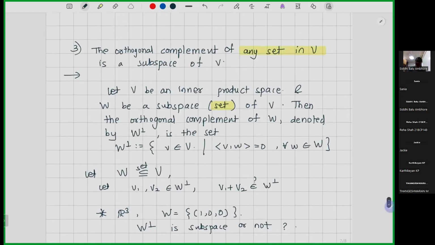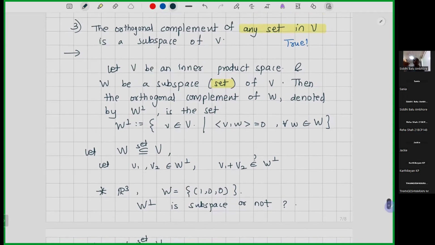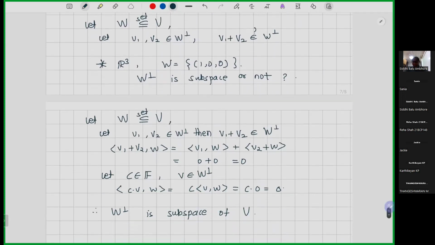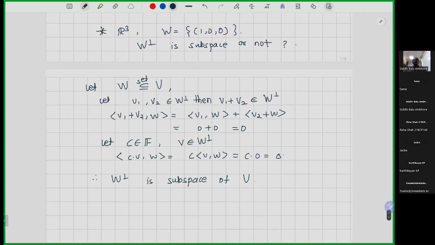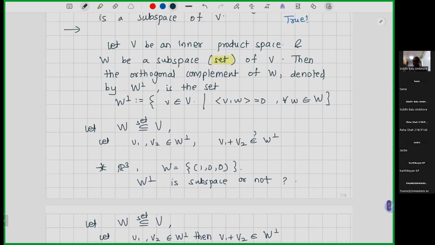Is there any doubt here about set and subspace and so on? So even if we start with the set, when we take W complement, we do the inner product of V with W. Can you scroll up to the definition? So we do an inner product of V with W. So if this V is small v, and W is in W.